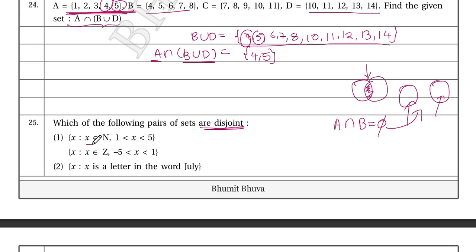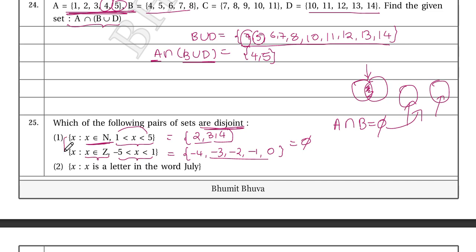So look at the first one. X belongs to natural numbers and 1 less than x less than 5. So which elements will come here inside? Natural numbers between 1 and 5. That means 2, 3 and 4. Second set, x belongs to integers between -5 and 1. So which integers will come between -5 and 1? -4, -3, -2, -1, 0. Okay. So is there any common part here? There is no common part. If you take the intersection, you will get the empty set. There is no common element in these two sets. So in this first question, these two sets are disjoint.